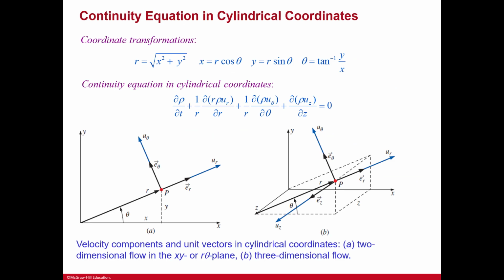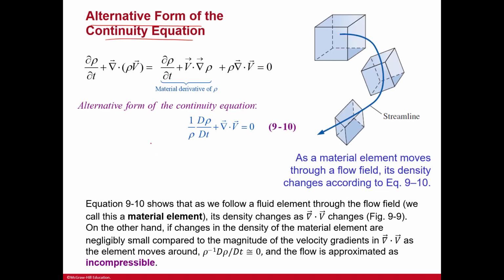Then we have the continuity equation in the cylindrical coordinates. So you have the coordinate transformations here in regard to the x, r, x, y, and theta, and then as well as the continuity equation in the cylindrical coordinates, and you can see those all summed together here and mass balanced to 0.